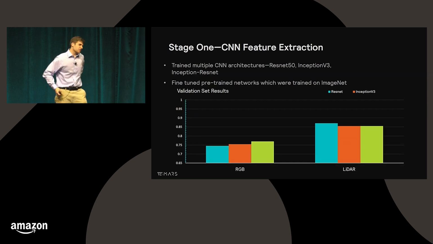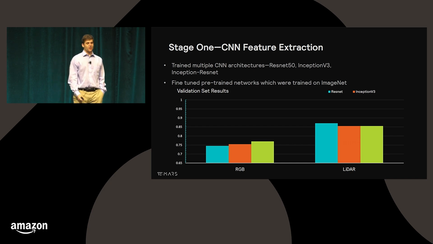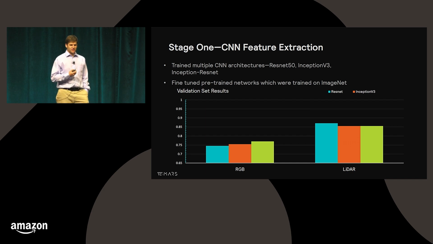This first one is just to highlight some of the work, how I did the training for the CNNs. We used a technique called transfer learning, which I think Andrew Ng was talking about today. We tried out many different architectures: ResNet 50, Inception v3, Inception ResNet. I tried out many of them to see which ones were best at extracting features for predicting roof shapes.